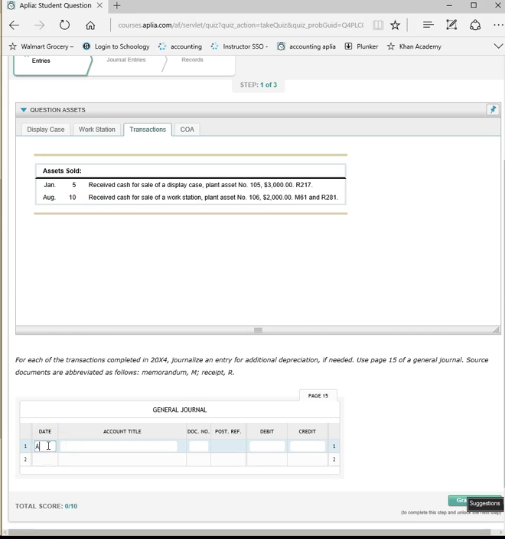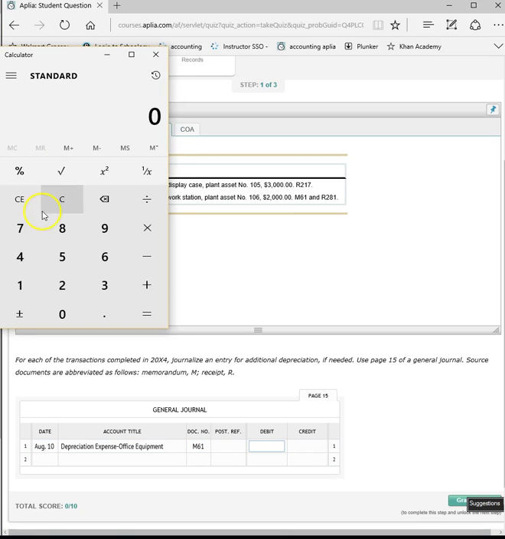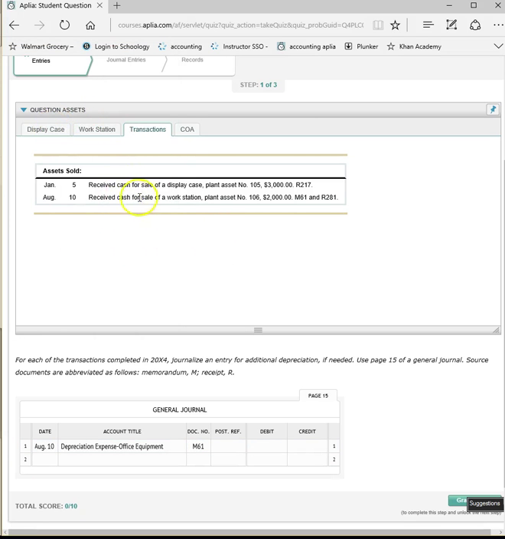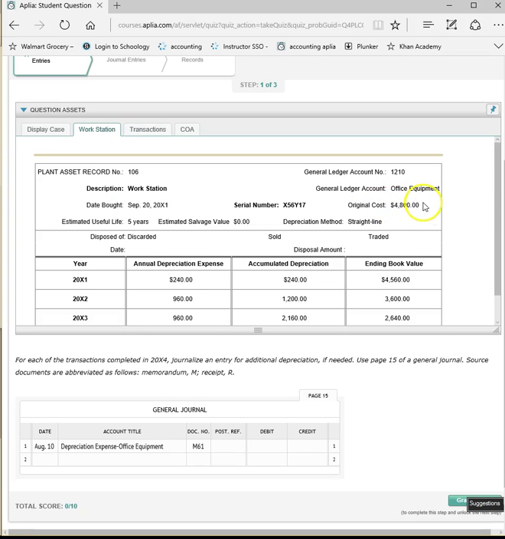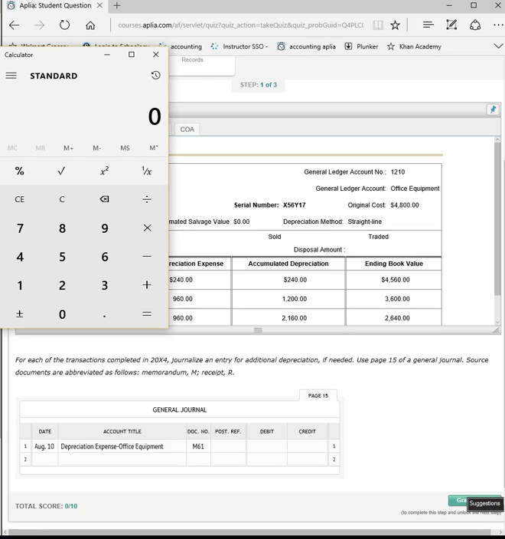So let's just do this. I've got August 10th, depreciation expense, office equipment, memorandum 61, and I need to know what my debit is. Let me pull out my calculator. If you remember, we're on the workstation. It's worth $4,800 for 5 years. I'm going to remind us how we calculated the depreciation expense. 4,800, I'm going to divide that by 5. So I'm going to depreciate $960 per year.